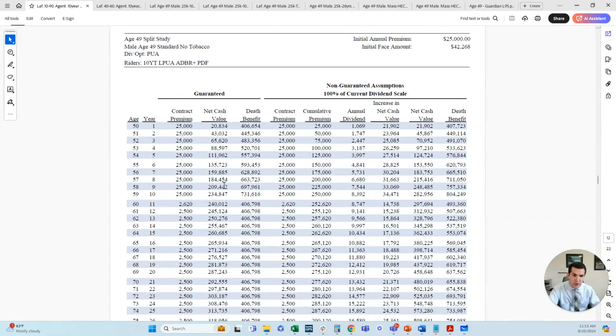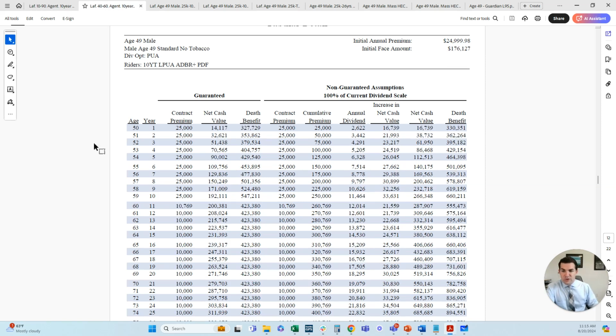And again, the thing that I want to emphasize here is after the 10th year, the term rider fell off, and that's why the funding dropped to $2,500 per year. This is not what I would do if I'm designing a policy, but this is the argument. This is what was used to support the argument. Let's look at the 40/60. $25K per year for 10 years, and then $10,000 per year thereafter.